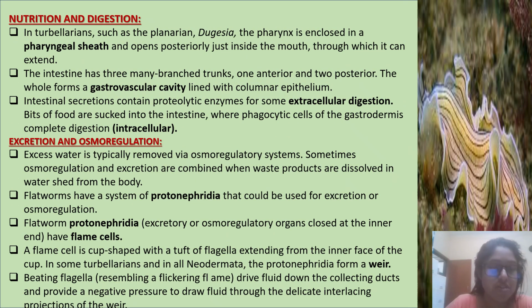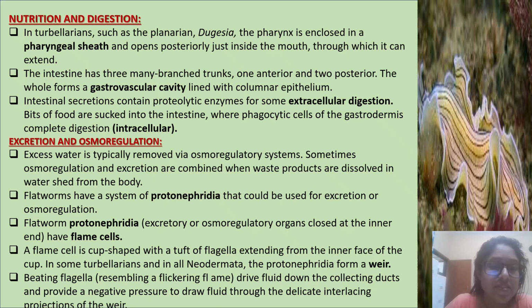Next, nutrition and digestion. In turbellarians such as Dugesia, the pharynx is enclosed in a pharyngeal sheath and opens posteriorly just inside the mouth, through which it can extend. The intestine has three much-branched trunks, one anterior and two posterior. The whole forms a gastrovascular cavity lined with a columnar epithelium. Intestinal secretions contain proteolytic enzymes for some extracellular digestion. Bits of food are sucked into the intestine, where phagocytic cells of the gastrodermis complete digestion, that is, intracellular digestion.